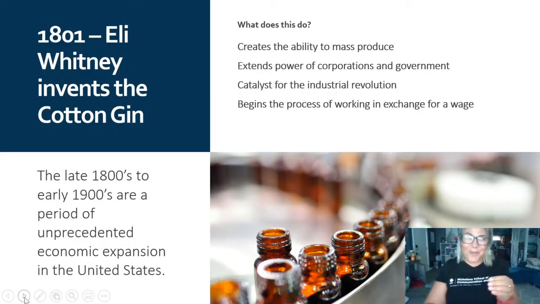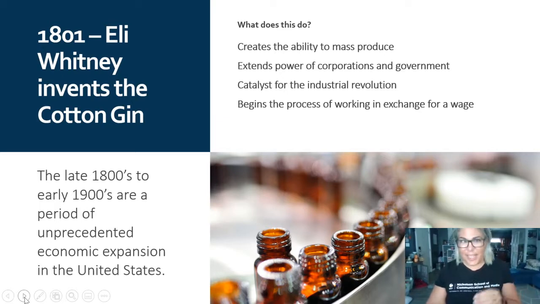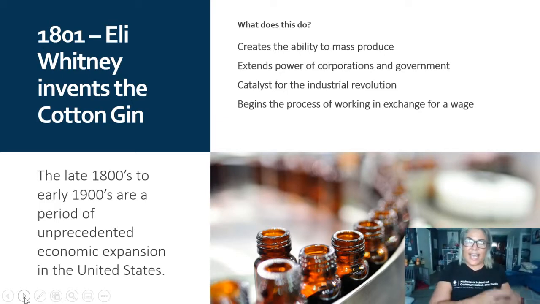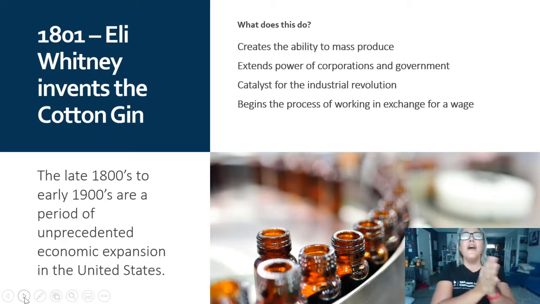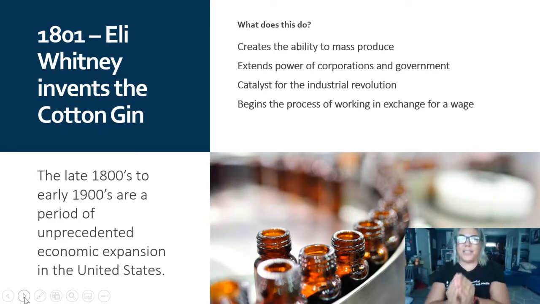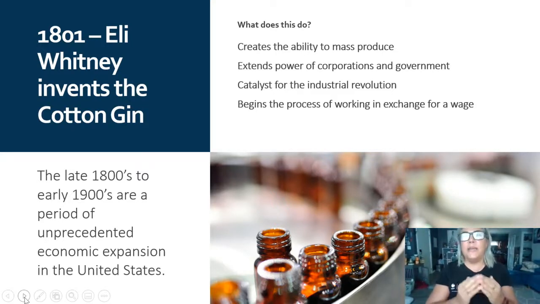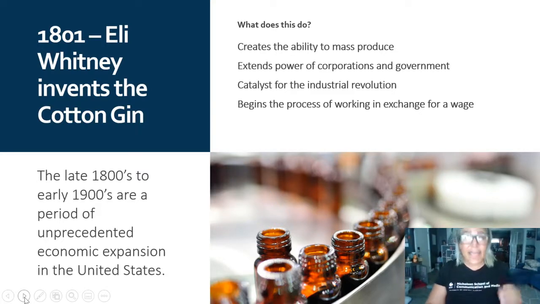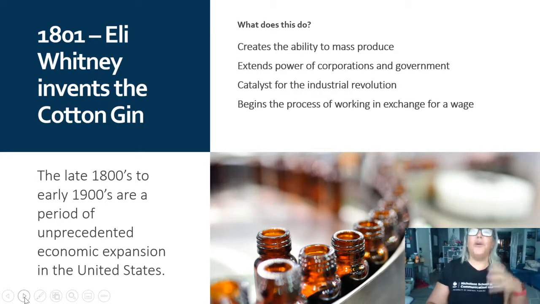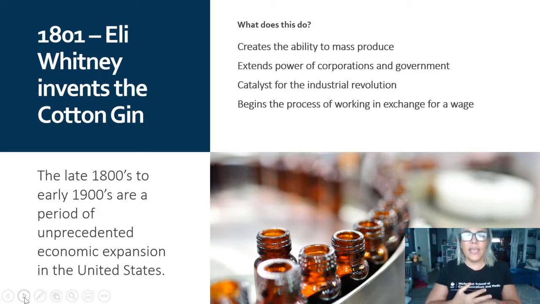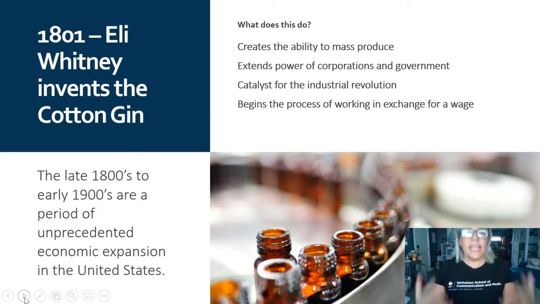Now, 1801, Eli Whitney invents the cotton gin. This is why it's important to understand the development of that division of labor right as the invention of the cotton gin occurs. What does this do? It gives organizations the ability to mass produce, and it extends the power of corporations and government over the individual person. It is the catalyst for the Industrial Revolution, and it begins the process of people working in exchange for a wage rather than for trade, housing, things that they need to live.